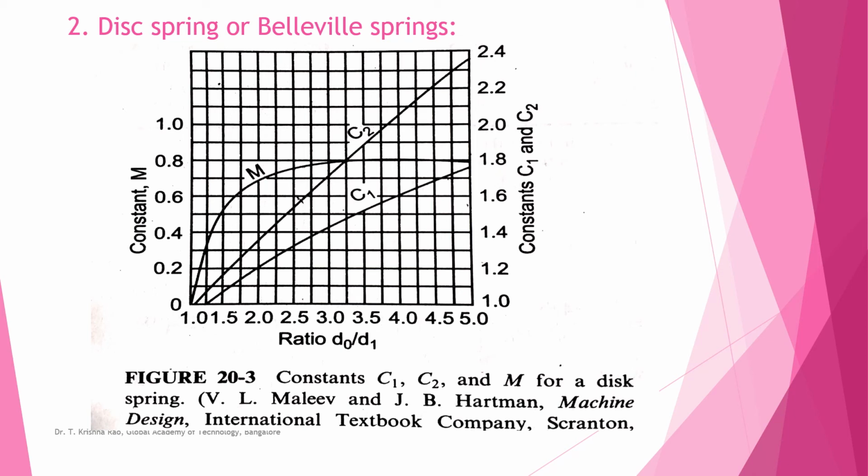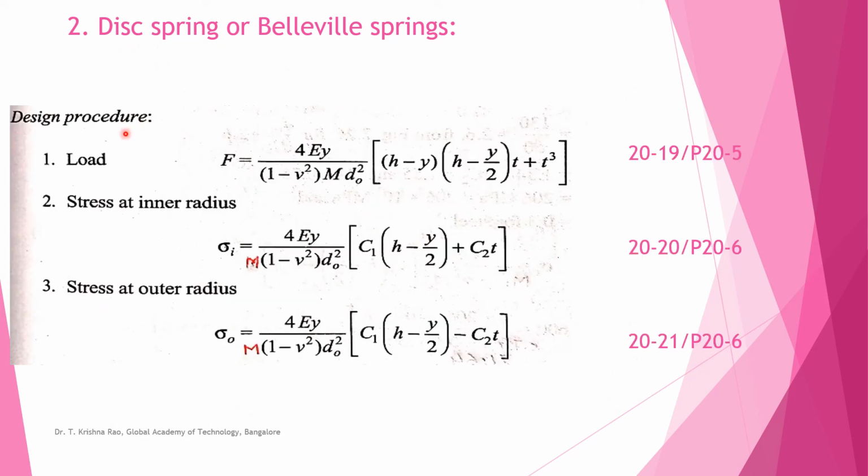Like that, we will select the values of C1, C2 and M. C1, C2 are to be taken on the right side of the y-axis, M on the left side. There are only 3 equations relevant to disc springs. One is the force equation, 4 E y, Young's modulus, deflection. This nu is the Poisson ratio, M is a constant, H is the dished height, Y is deflection, T is the thickness. The force equation is given on page number 205. Equation number 20-19 is the last equation on that page for disc springs. This is the equation for force.